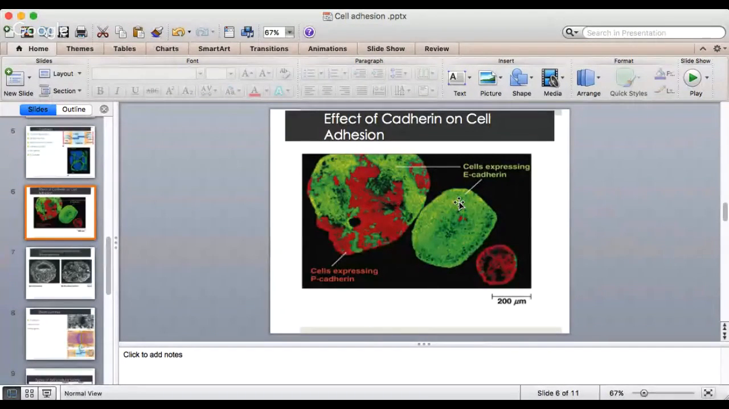You can see that the cells that began producing P-cadherin, shown in red, began to bind to other cells that produce P-cadherin. Vice versa with the E-cadherins. Whatever cells produce E-cadherin bind to cells that produce E-cadherin, and you see that they are all basically attaching to one another.